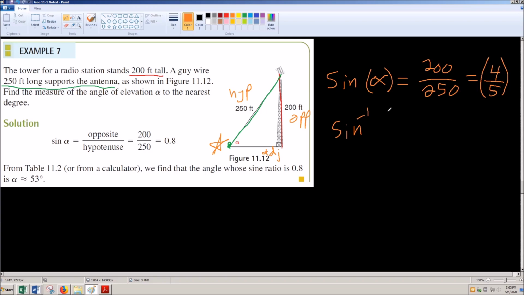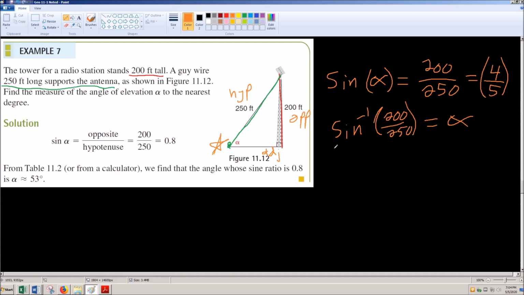Otherwise, I would just do inverse sine. So inverse sine of the left side means I'm going to do it on the right side as well, and that's going to equal my alpha value. So I'm doing inverse sine of 4/5 here, which is the same thing as doing inverse sine of 200 over 250. So let's see, inverse sine of 200 divided by 250 gives me 53.13 degrees approximately.